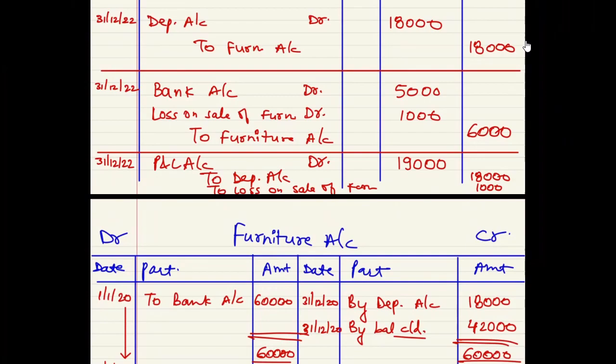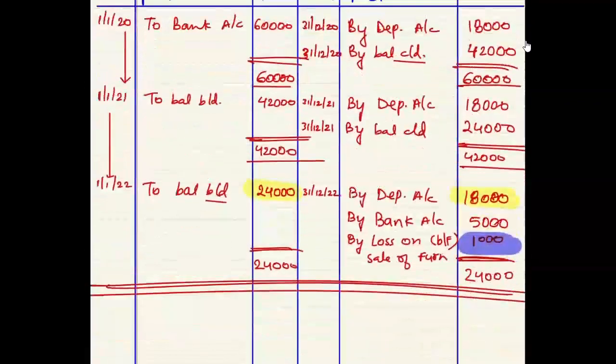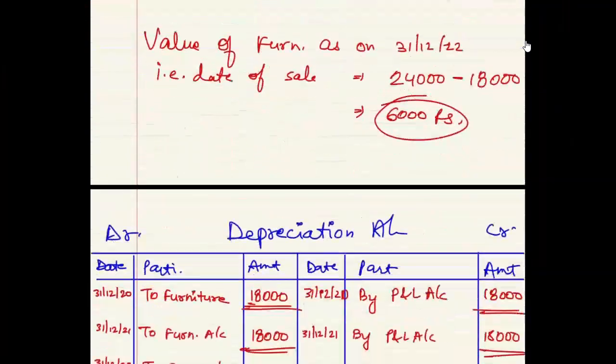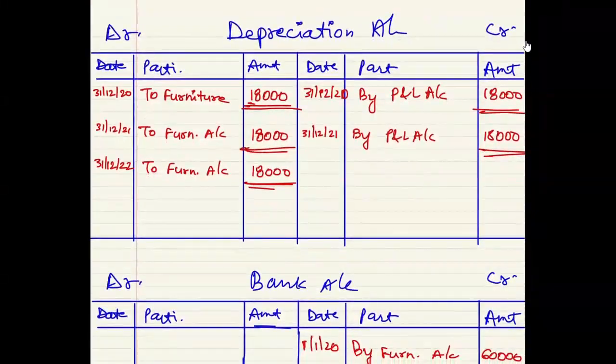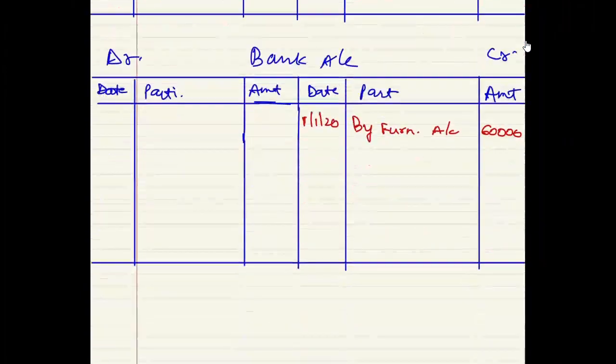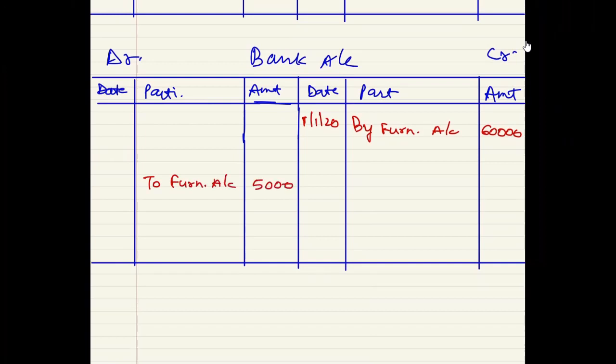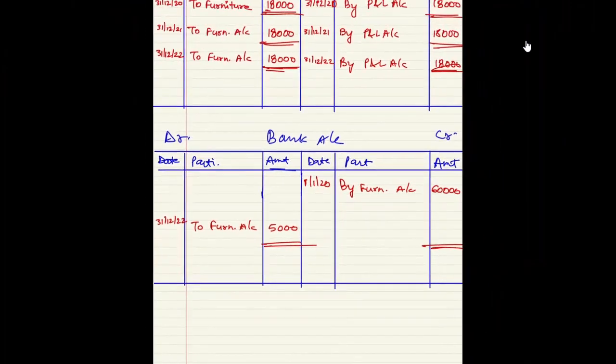This is the full accounting treatment. So my furniture account is closed. Depreciation will be transferred to the P&L, for which we have done the accounting entry by P&L account. This would be 18,000. And at last, bank account, we have received the money. So how much money have we received? It would be 5,000 rupees. 5,000 I have received. On what date? On 31st of December 2022. So that will be debited in my bank account. So this is the full accounting treatment.